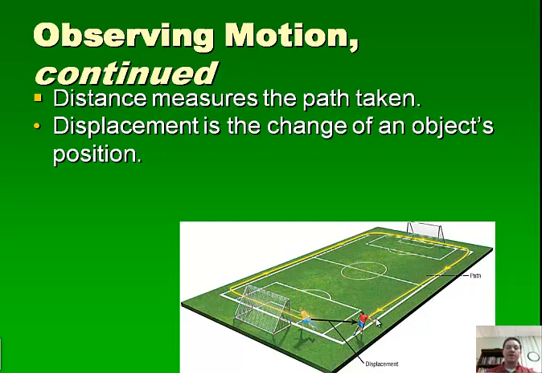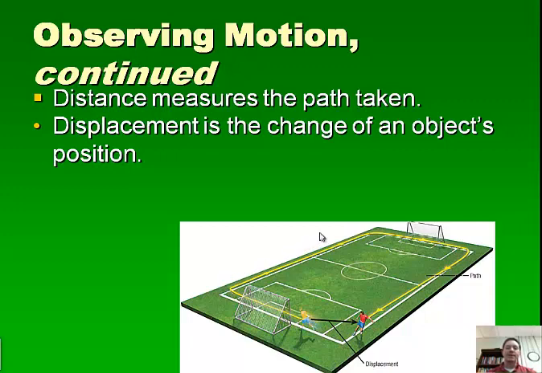And to know that this person even moved, we'd have to have some kind of reference point. So maybe we have the goal here as an initial reference, saying, oh, the person was standing there, and as they move around the field, maybe we can look at the lines to tell that they're moving. Whatever we use, we have to have something to compare their motion to, something that we would consider stationary.